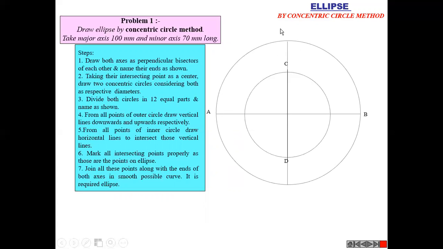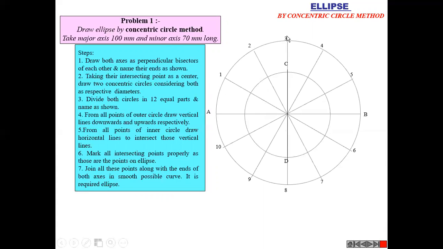Next, extend these two lines up to the outer circle. And then next, I have to divide this circle into 12 equal parts. It is not necessary to divide this circle into 12 equal parts. We can divide it into 8 equal parts, but it's easier to draw the ellipse if I divide it into 12 equal parts. So we can simply divide the angle, divide into 12 equal parts.